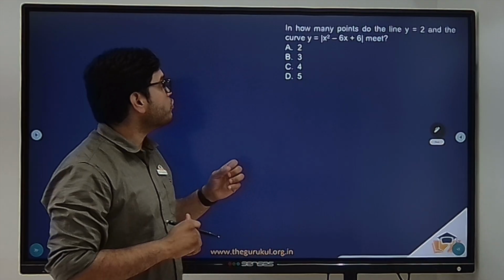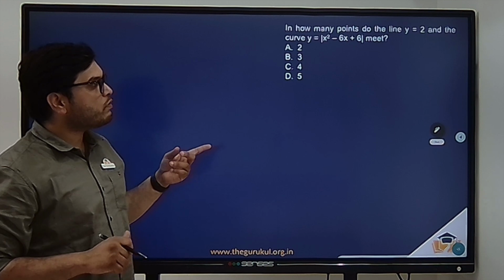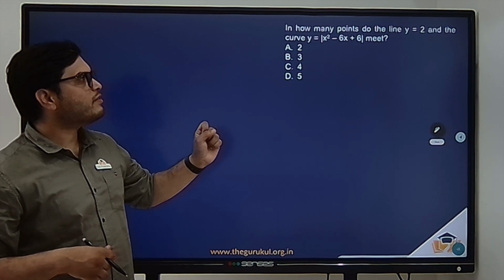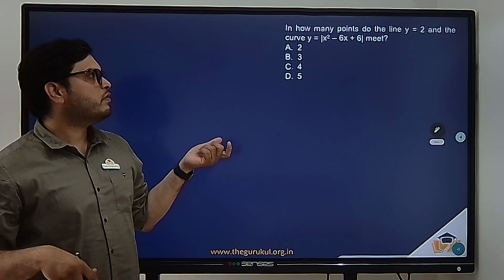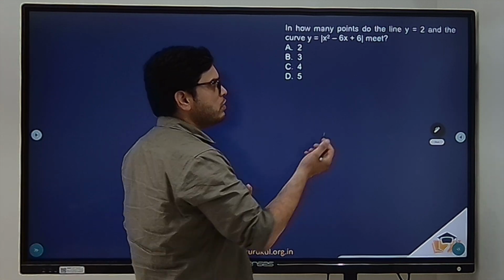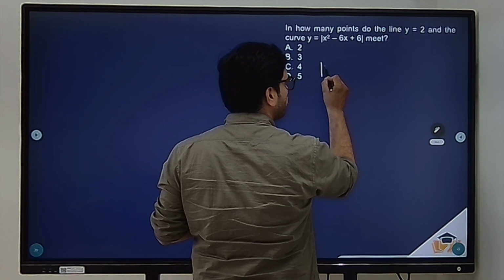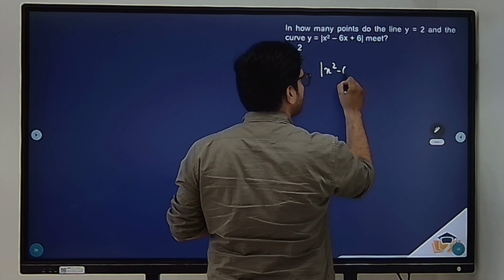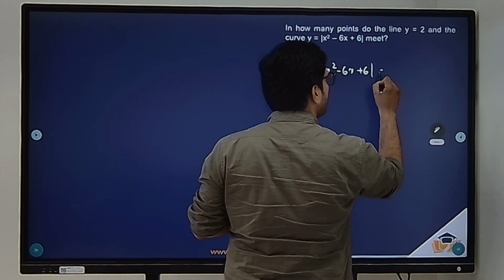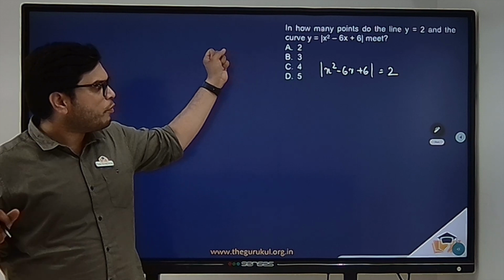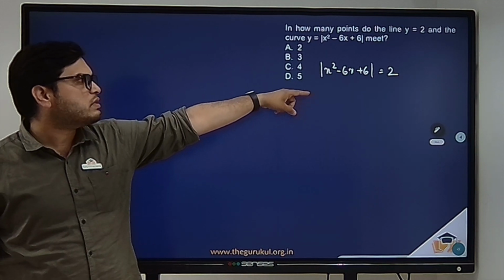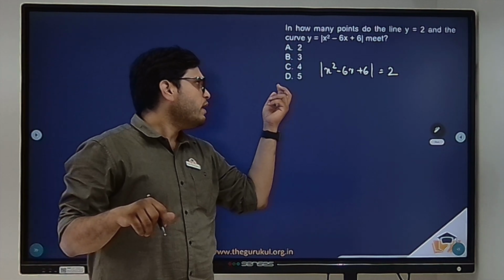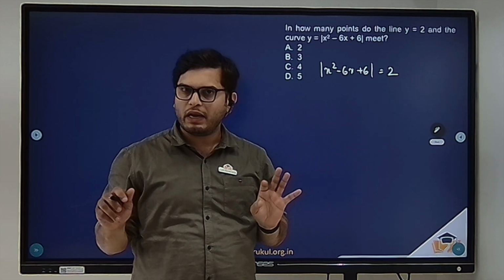Now coming to the second question, in how many points do the line y is equal to 2 and the curve y is equal to mod of (x square minus 6x plus 6) meet? So most of the students might try solving this question like this: x square minus 6x plus 6 is equal to 2. So when you remove the modulus, you'll be having x square minus 6x plus 6 is equal to plus 2, x square minus 6x plus 6 is equal to minus 2.